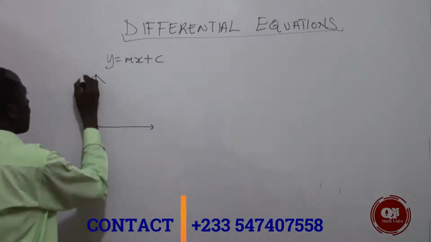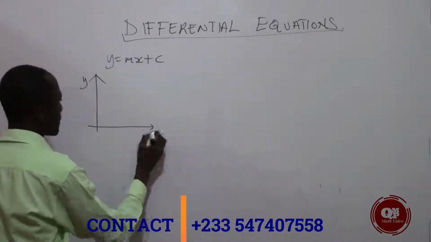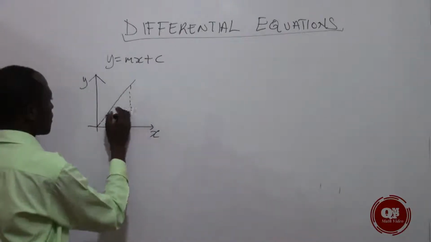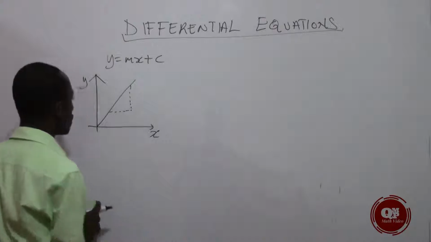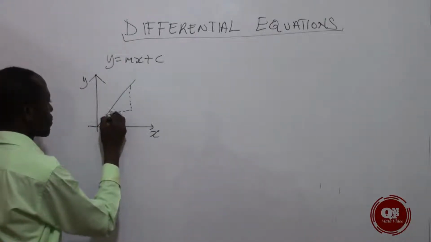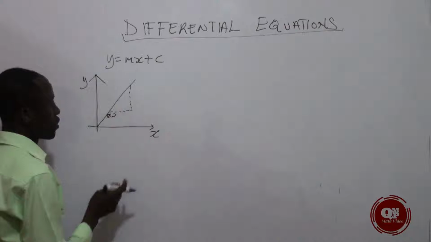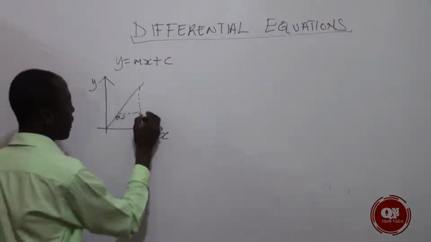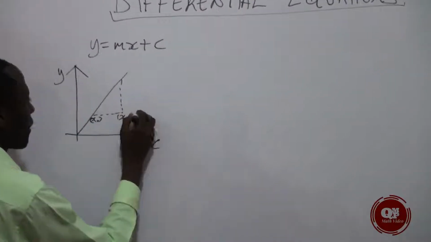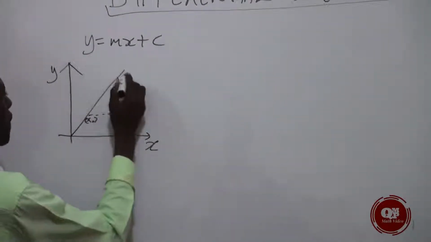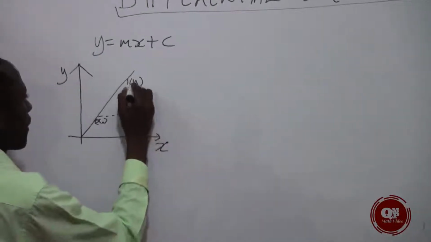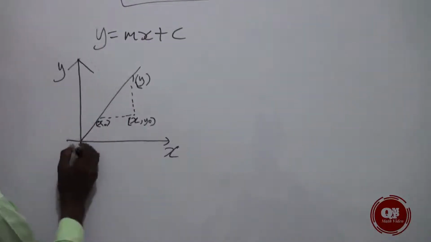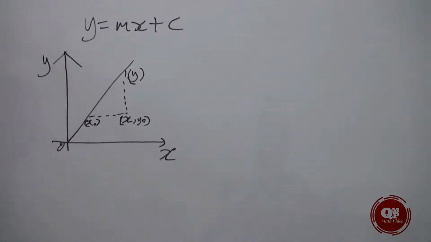Now we have our y-axis, we have our x-axis, and then we just want to find the gradient of this very line. So we have our initial x, x naught. We also have our x here, and then we have our initial y, which I will call y naught. And then we have our final y. Yes, we have our initial point.